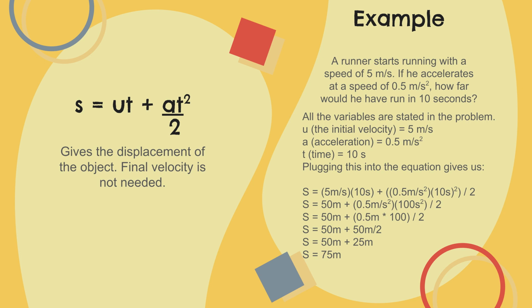plus 0.5 meters per second squared times 100 seconds squared divided by 2, which gives us s equals 50 meters plus 0.5 meters times 100 divided by 2, which gives us s equals 50 meters plus 50 meters divided by 2, which is s equals 50 meters plus 25 meters, which is s equals 75 meters.